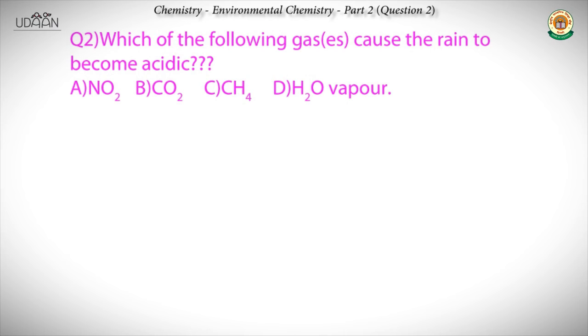Alright, now we're going to do question number 2. Question number 2 says, which of the following gas or gases cause the rain to become acidic? So the options are A, NO2, nitrogen dioxide, B, CO2, carbon dioxide, C, methane or CH4, and D, H2O vapor. So now let's get started with the solution.